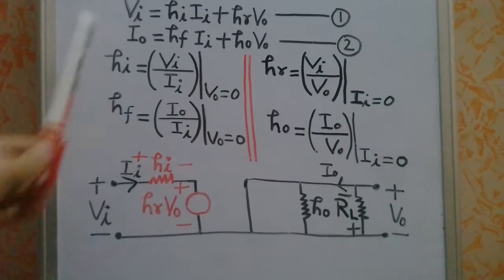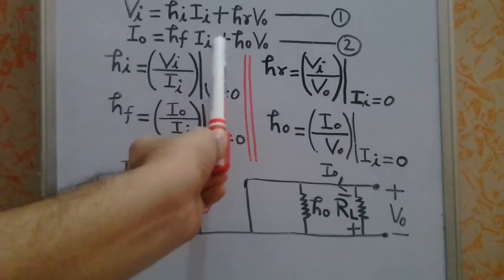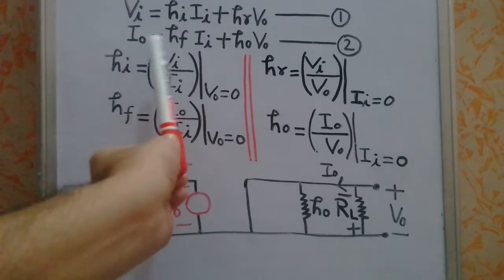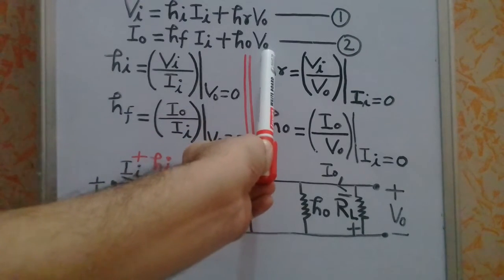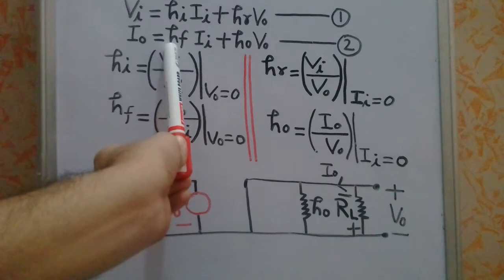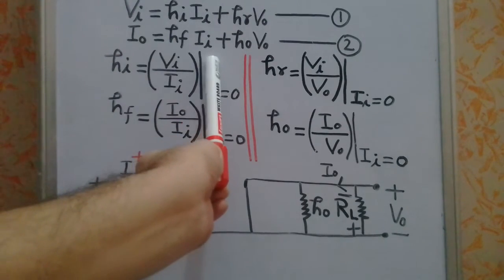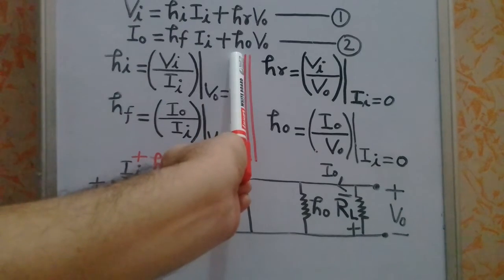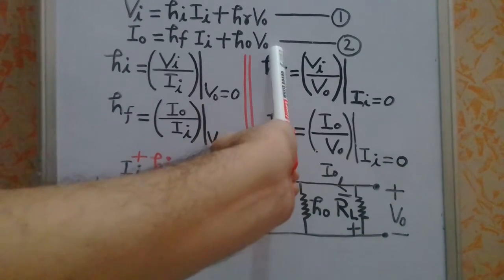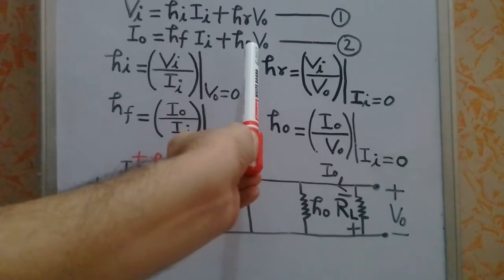Now this is the second equation. Io is equal to hfIi plus hoVo, right? Io is the output current. hf is the forward current gain, right? Ii is the input current. ho is the output admittance. Vo is the output voltage. So this is the current equation basically.